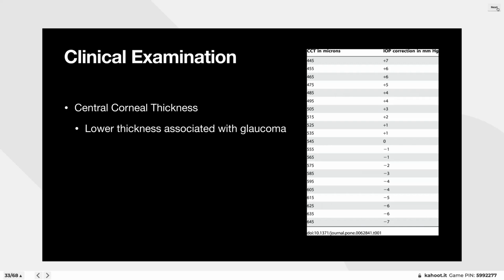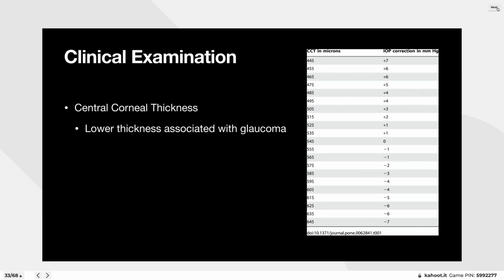So for them, this is one kind of correction table that people may reference. They've since been disproven because there's so much variability in these correction tables, so none of us actually use them. But at one point in time, we would say that if you had a central corneal thickness of 645, your pressure reading is actually 7 points lower than what you're measuring. And if you have a central corneal thickness of 445, your pressure reading is actually 7 points higher than what you're reading. Now, as I've just said, we don't really use these correction tables anymore.